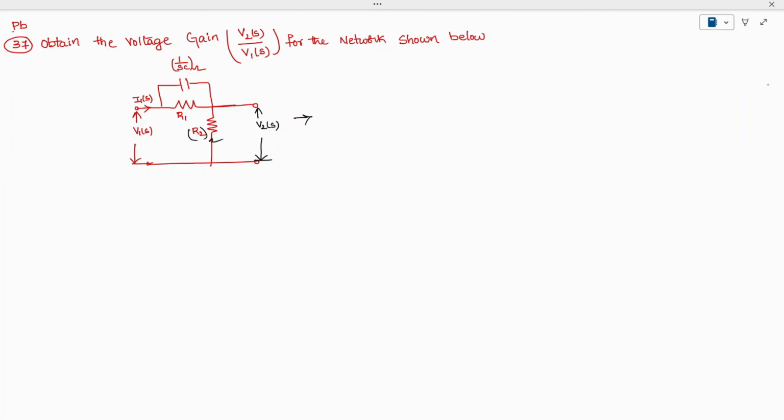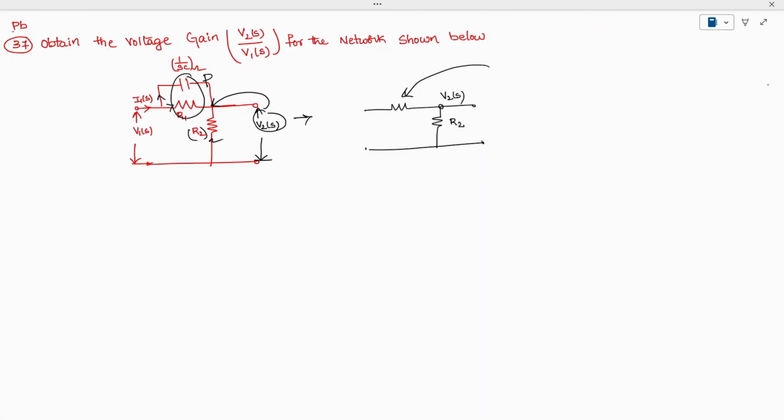I can see here that the current enters and is going to divide. These two branches are connected in parallel, so I am going to get only a single branch, and this is the other branch. The voltage at this point is V2(s). Automatically the same voltage is also maintained here, which is V2(s), and this value is only R2.